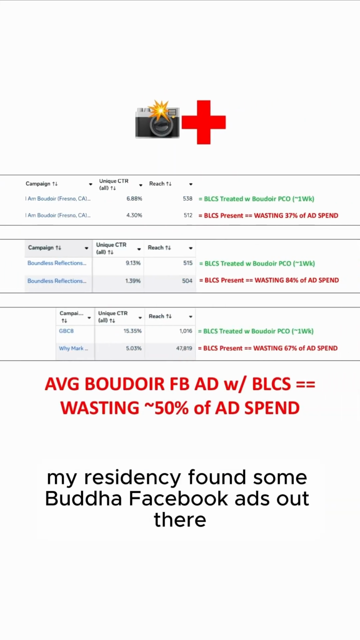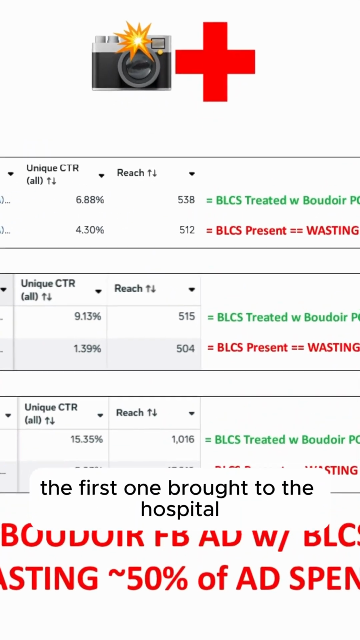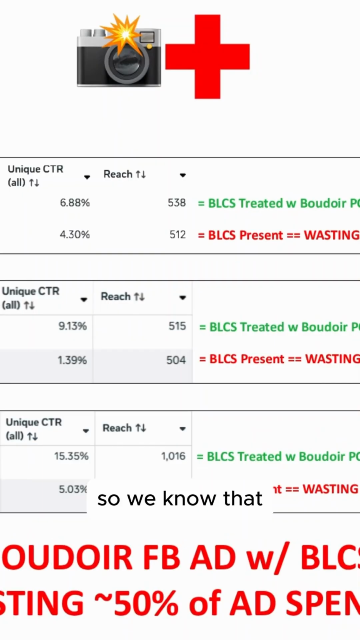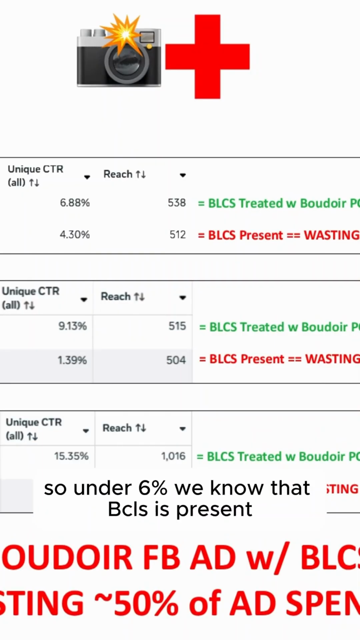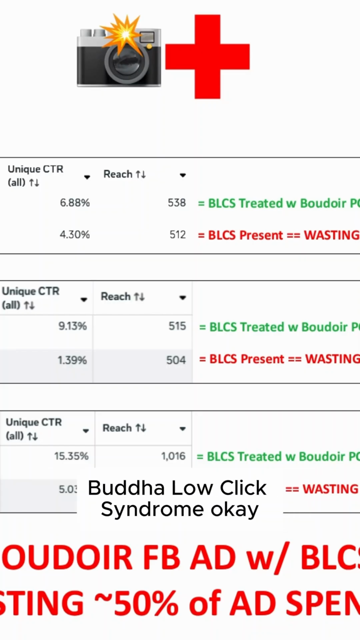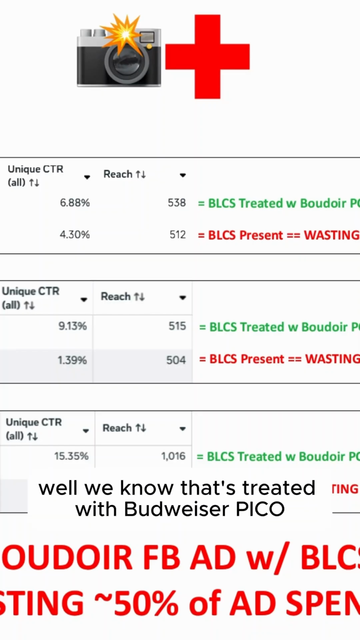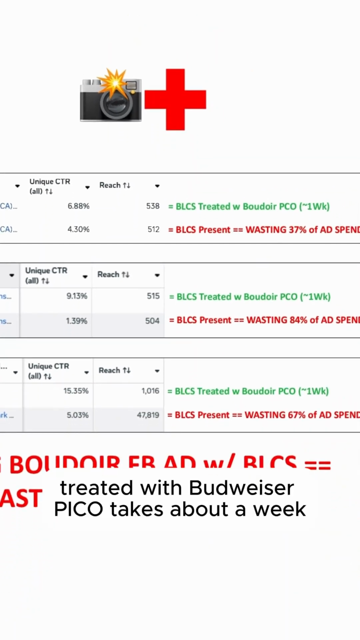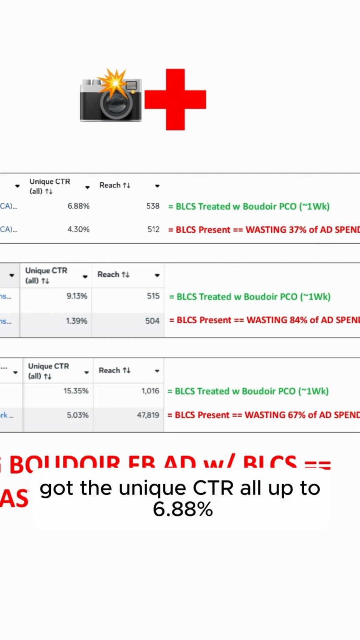So in my residency, I found some Boudoir Facebook ads out there. First part of my residency, I found the first one, brought it to the hospital, tested it, and found out its unique CTR all was 4.3%. So under 6%, we know that BLCS is present, Boudoir low click syndrome. Well, we know that's treated with Boudoir Pico, which is exactly what I did. Treated with Boudoir Pico, takes about a week, I got the unique CTR all up to 6.88%.